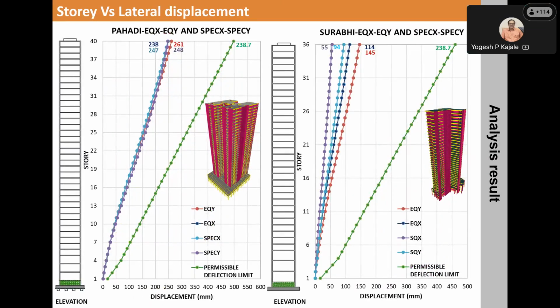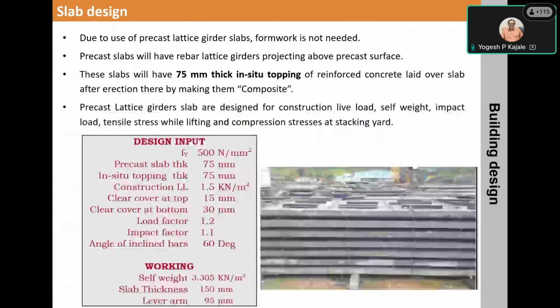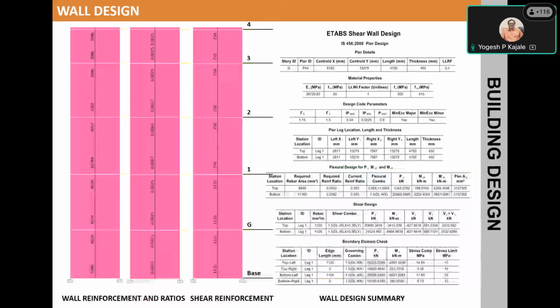And then the story versus displacement, the drift levels are well within 0.4%, which is the upper limit imposed by IS 1893. These slabs are typically half slab, that is lattice girder slab. The minimum thickness is 75 millimeter when the slabs are cast, and then the top screed is laid after erecting the slabs.